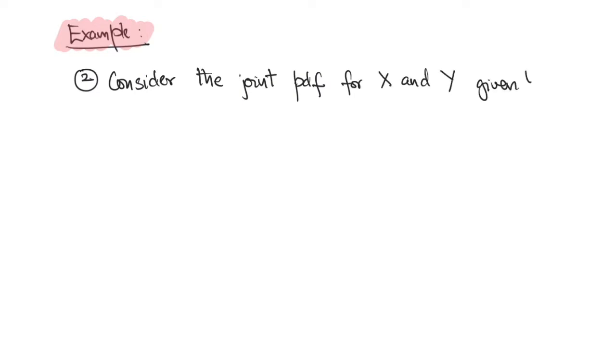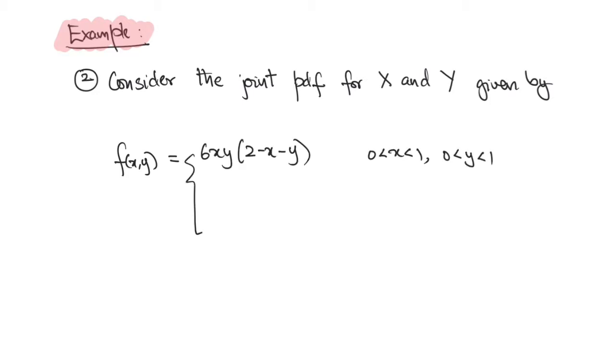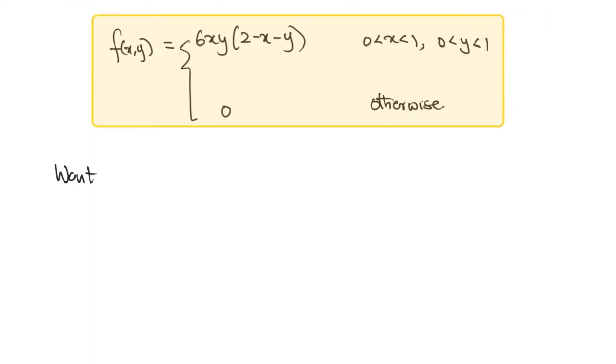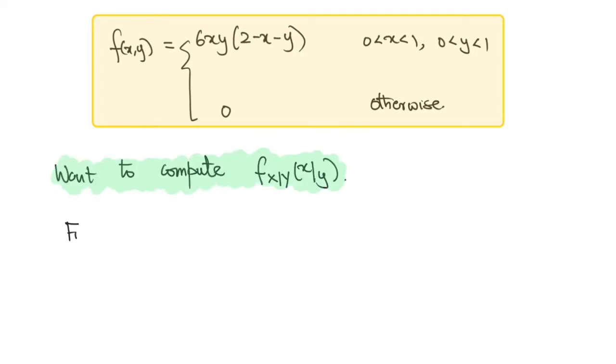Let's do another example. In this case, we are working with a joint PDF, that is, X and Y are continuous random variables. The joint PDF is given as 6xy times 2 minus x minus y on the interval x between 0 and 1 and y between 0 and 1, and 0 otherwise. Our goal is to compute the PDF for the conditional distribution of X given Y. To do this, we will first calculate the marginal for Y.